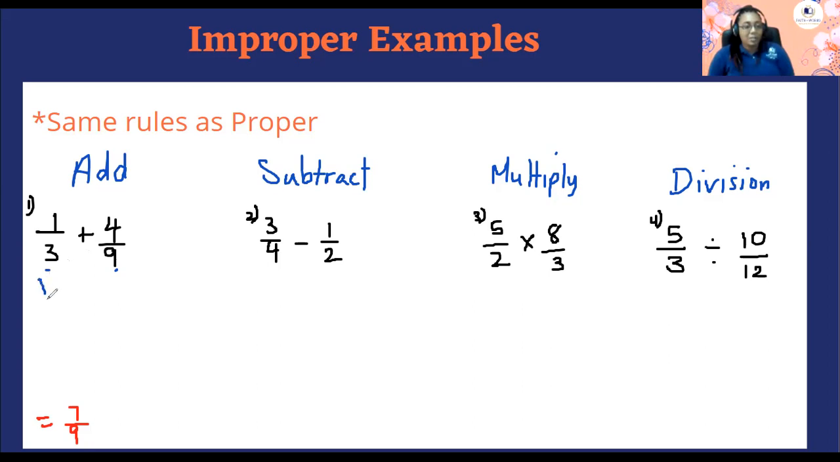So then we have to change 1/3 into an equivalent fraction. All right, look at the screen. From 3 to go to 9, you have to multiply by 3. Whatever you do to the bottom, you have to do to the top. 1 multiplied by 3 will give you 3. So 1/3 has now become 3/9. So we can write 3/9 plus 4/9. And that is how we get our final answer.